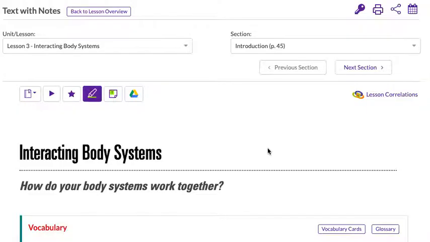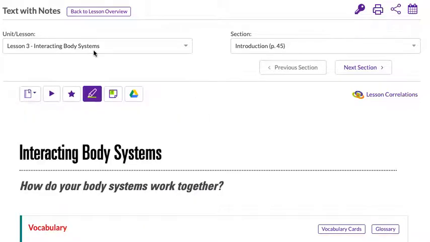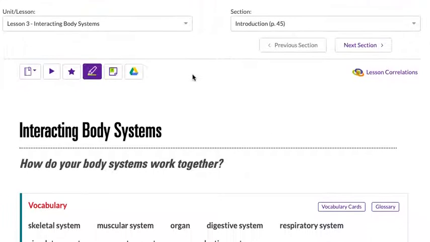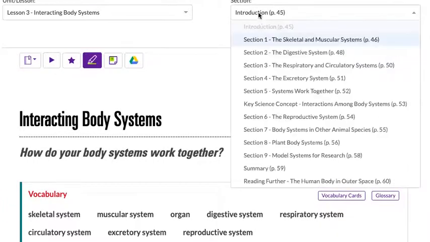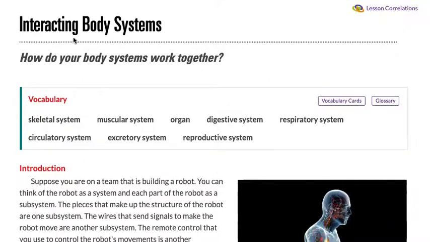This video is going to go over Unit 2, Lesson 3, Interacting Body Systems. We're going to go from the introduction until section 8. Okay, so interacting body systems. How do your body systems work together?